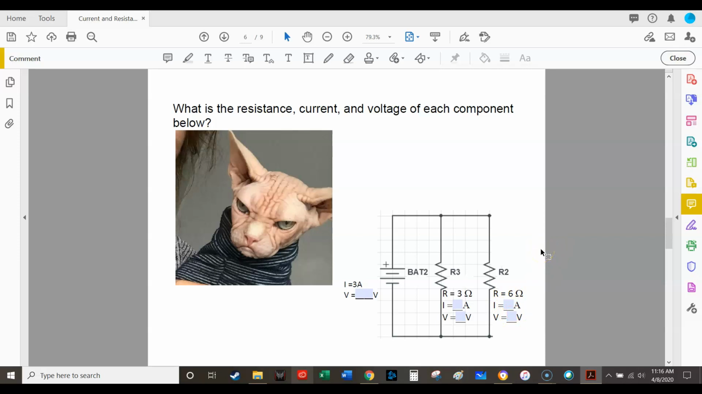So go ahead and try this. Combine the 2 resistors together to get 1 resistor by doing product of R2 times R3 over sum of R2 plus R3, and then fill out the rest of the problem. Okay? Go ahead and pause the video and try that now. All right, we're back.